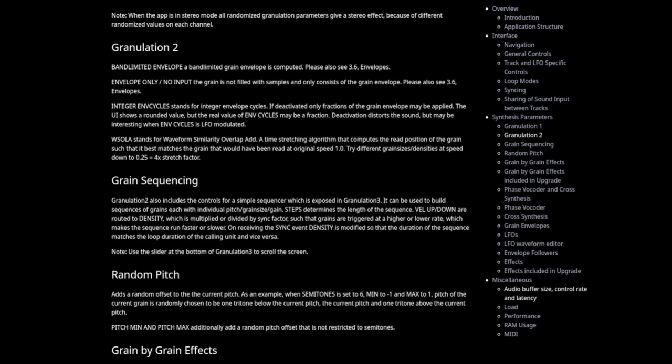Random pitch. Adds a random offset to the current pitch. As an example, when semitones is set to 6, min to minus 1 and max to 1, the pitch of the current grain is randomly chosen to be 1 tritone below the current pitch, the current pitch, or 1 tritone above the current pitch.